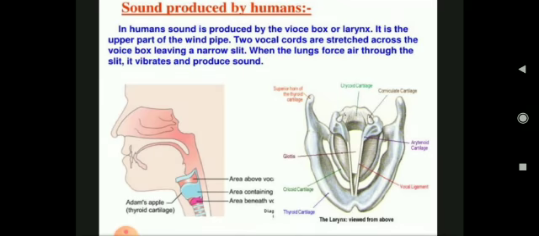Okay, now we'll discuss sound produced by humans. So how is sound produced by humans? In humans, sound is produced by the voice box or larynx. It is the upper part of the windpipe. Vocal cords are stretched across the voice box, leaving a narrow slit. When the lungs force air through the slit, it vibrates and produces sound.